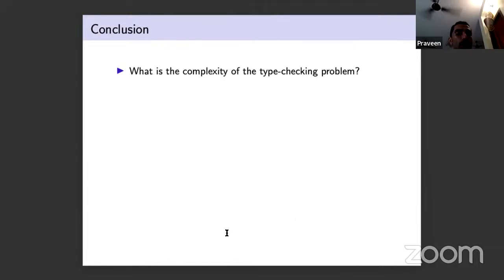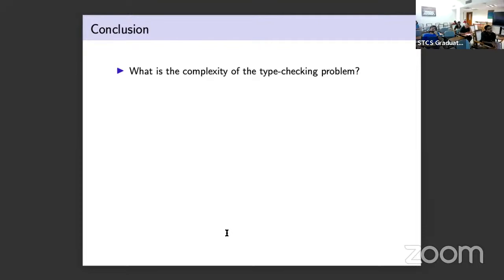Okay, so just to conclude, we currently don't know the exact complexity of the type checking problem. For the current decision procedure that we have, we get a double exponential time running time in the worst case.